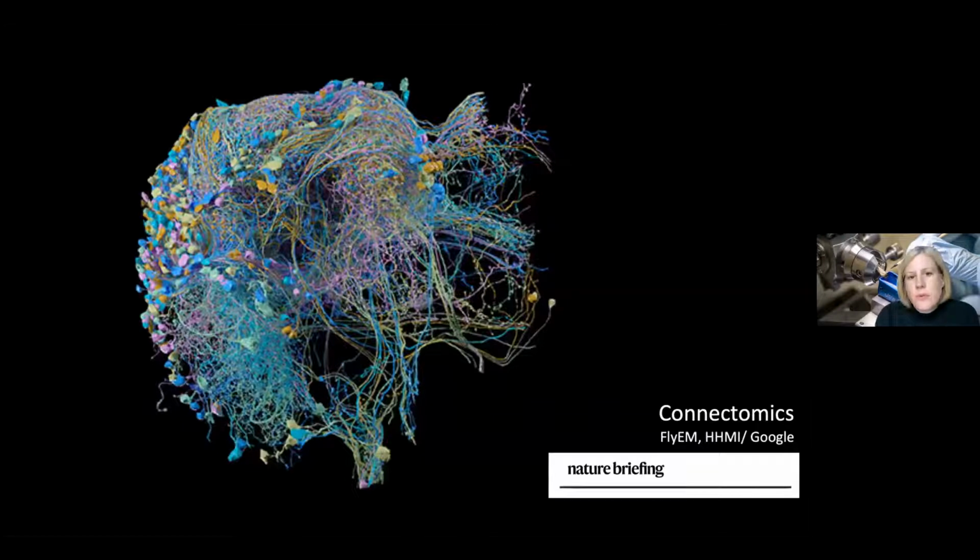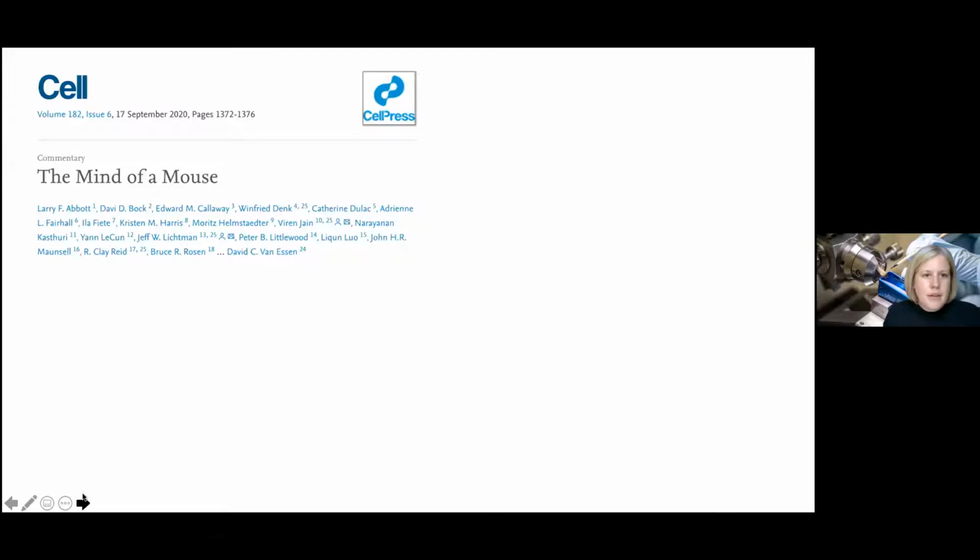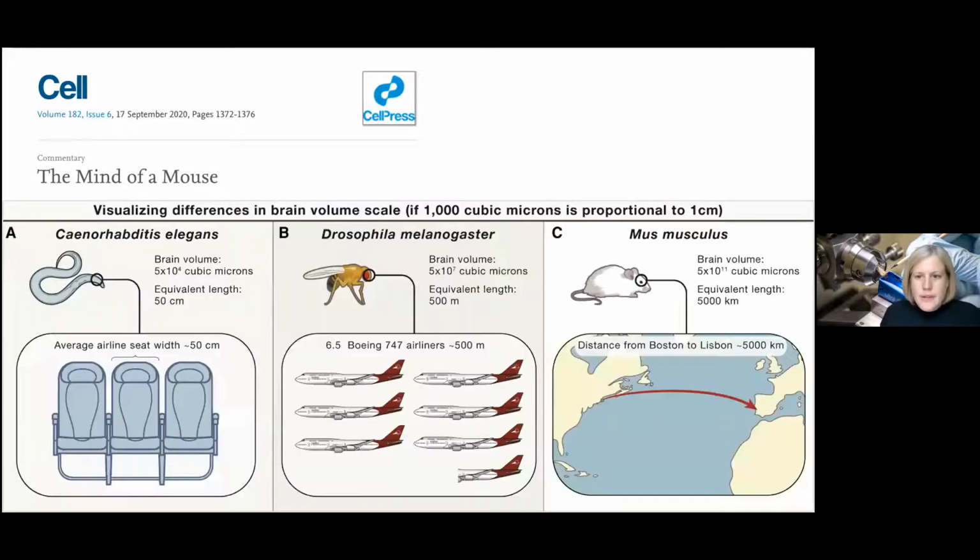And so we've gone from the mind of the worm in the 80s, which was a 10-year effort, to the current state of the art, where the connectome of organisms like Drosophila and zebrafish are being mapped by institutes and consortia like the FlyEM effort from HHMI and Google. And the next big challenge, which was presented in this really nice paper in Cell, is looking at the mind of the mouse. And just to give you an idea of the challenge there, they put forward this beautiful analogy.